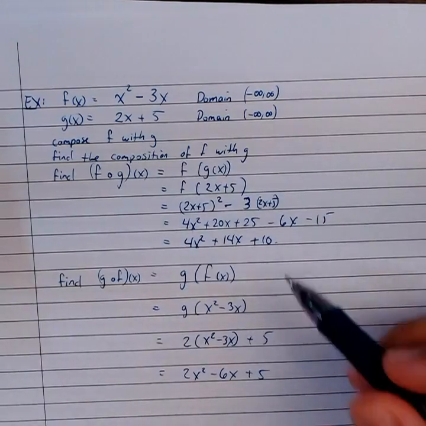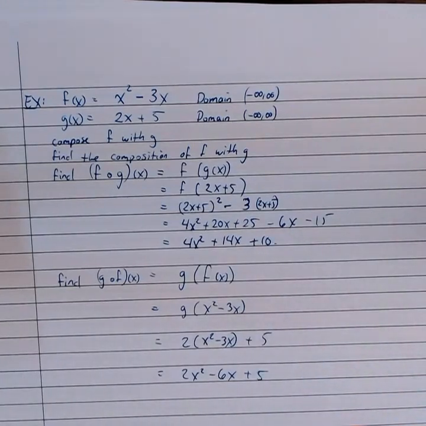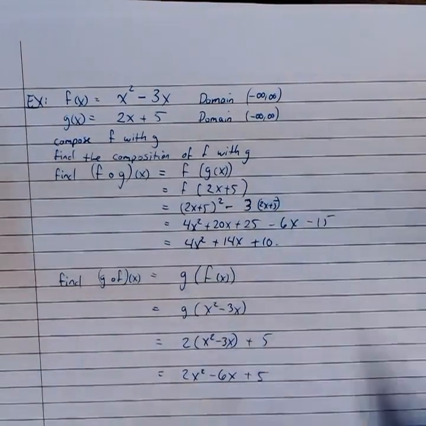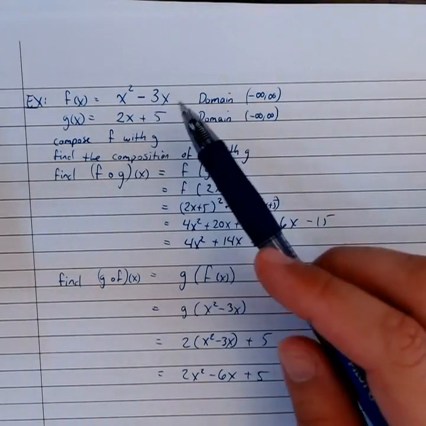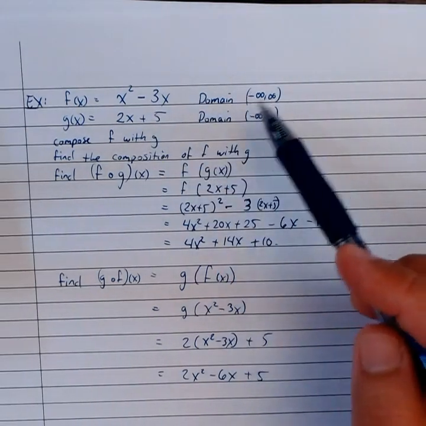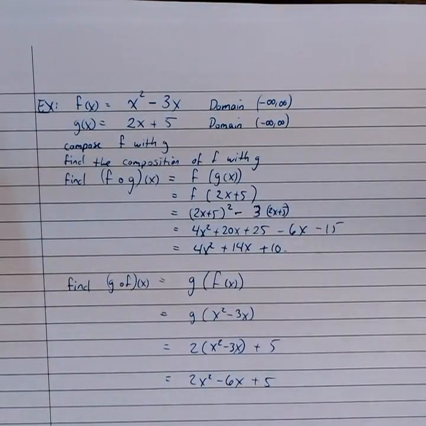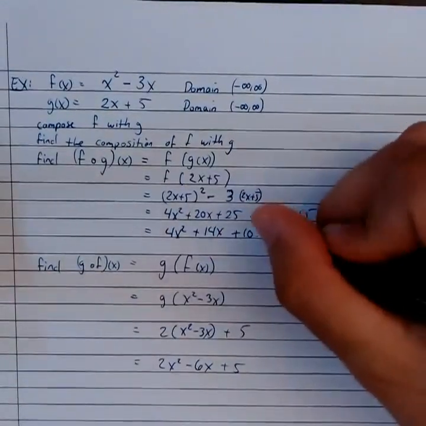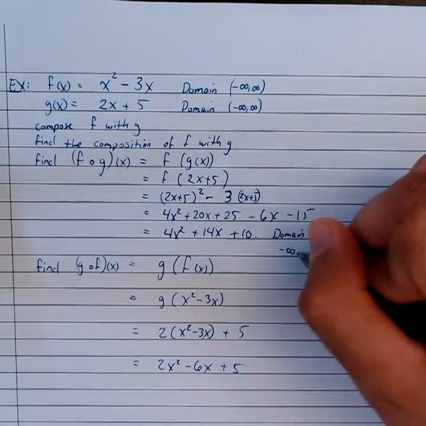So here, yes, we can discuss the domains of these compositions, but it's not particularly interesting for these problems because the domain is all real numbers. That's going to be the case whenever you compose polynomials, or really whenever you compose functions that have a domain from negative infinity to infinity. So here, the domain is from minus infinity to infinity for both.